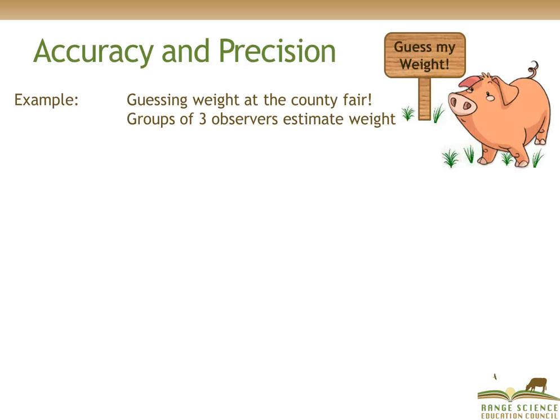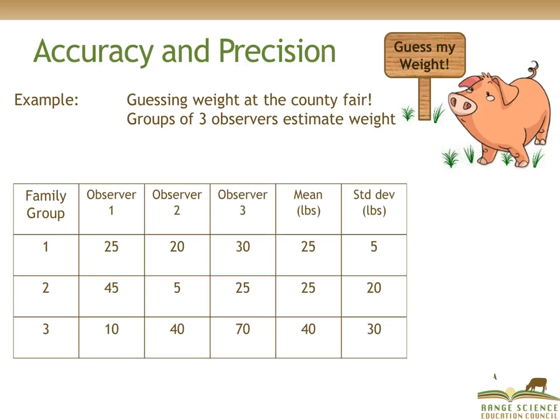Now, bullseyes are terrific models for learning, but we're often not estimating values that are using real targets. So let's look at a different example. In this case, we're interested in estimating the weight of an individual pig. And this is being done at a county fair, and we have three groups of observers, different families, that are going to estimate weights. Each one of these families has three observers, and we can see that in each family group they come up with their own estimates of how much this little pig weighs.